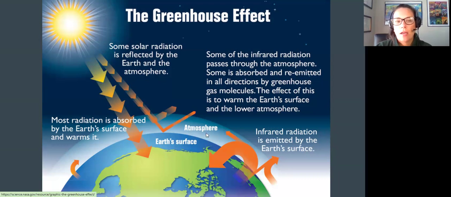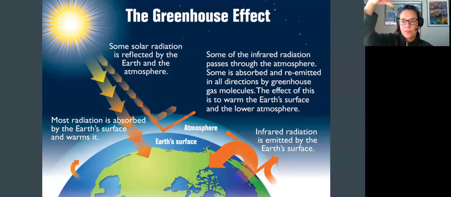Things that create carbon dioxide are like big industries. If you've ever driven through Atlanta or a big city and you've seen those big smokestacks with smoke coming out of them, that's releasing carbon dioxide into our atmosphere. Also, cars that use gas release carbon dioxide into our atmosphere.